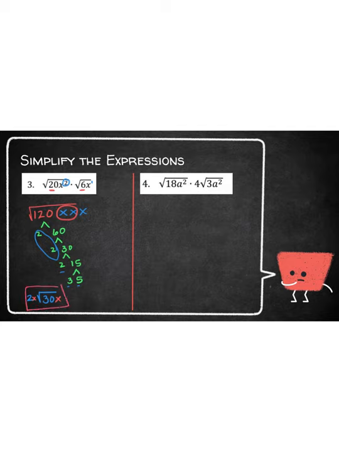Okay, same with number 4. The first thing I'm going to do is multiply what's outside. Well, I have a 4 outside right here, and I really have a 1 right there.